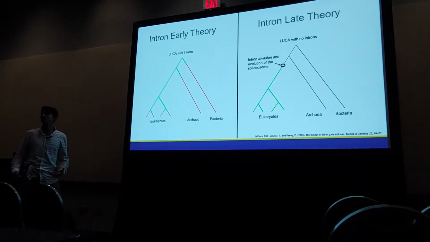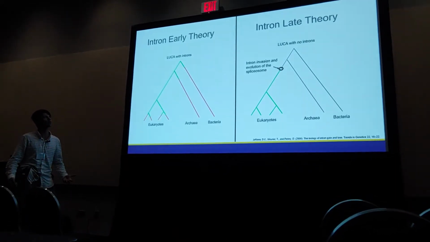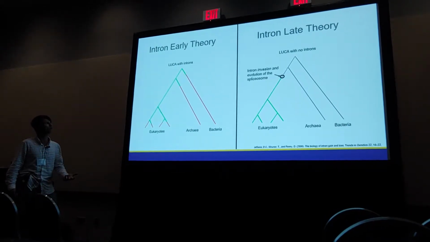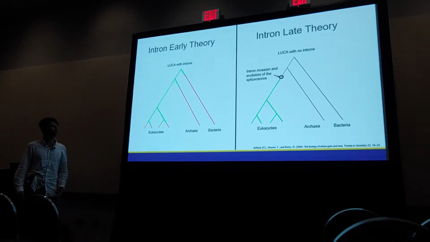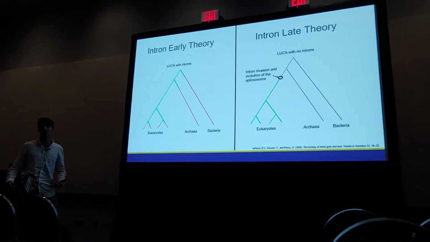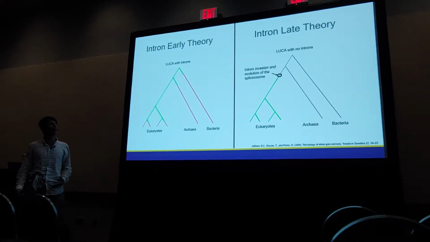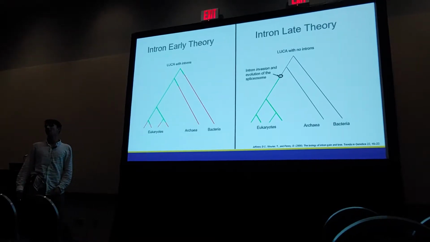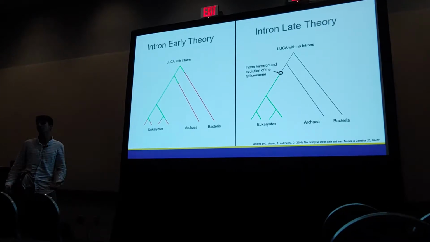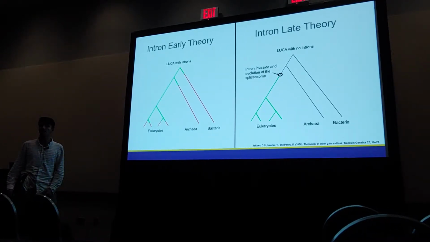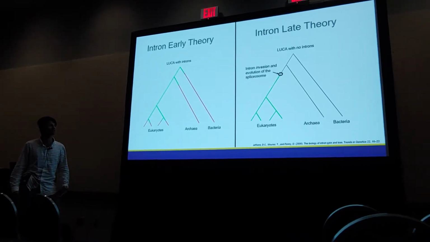There were originally two theories that sought to describe how introns came to be. One of them was intron early theory, in which the last universal common ancestor contained introns, and introns were slowly removed from prokaryotic genomes and are slowly being removed currently from eukaryotic genomes. In contrast, intron late theory suggests that the last universal common ancestor did not contain introns, and that introns invaded eukaryotic genomes after the divergence between prokaryotes and eukaryotes. Along with that invasion came the evolution of the spliceosome.